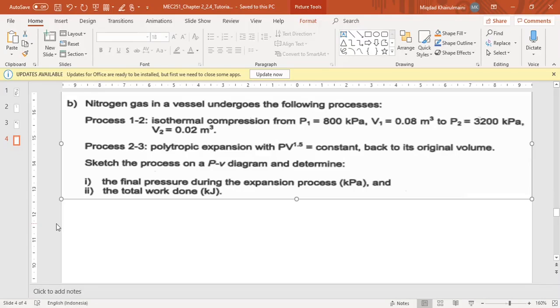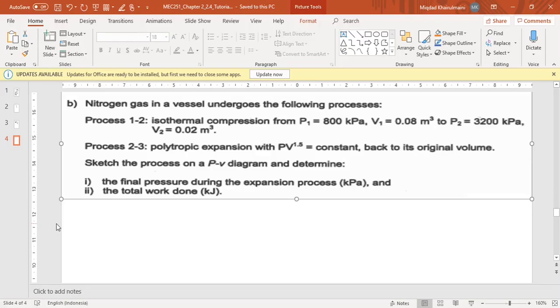So two processes. The first thing the question asks us to do is to sketch the process on a PV diagram. However, I don't recommend this. I recommend sketching the PV diagram after all values, especially volume, are known, so we can correctly locate and label where state 1, state 2 and state 3 are. So I will sketch the PV diagram later, after finding all the properties required.